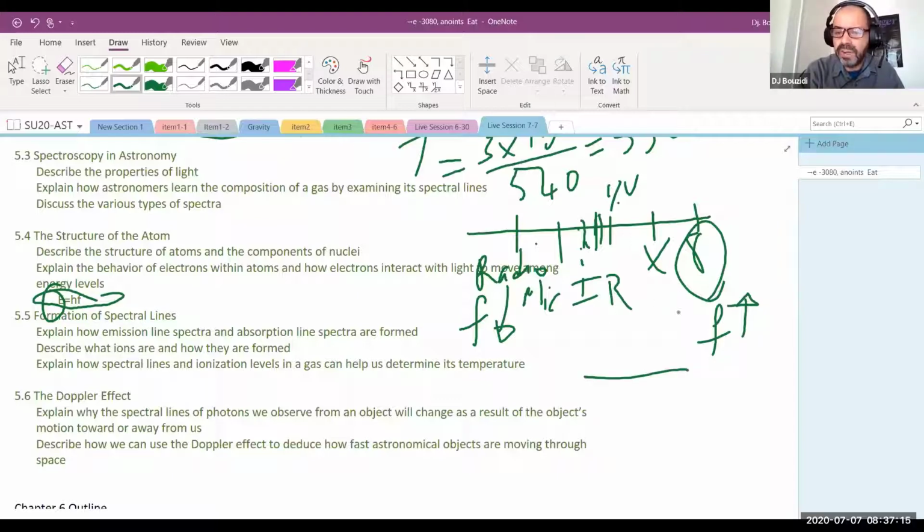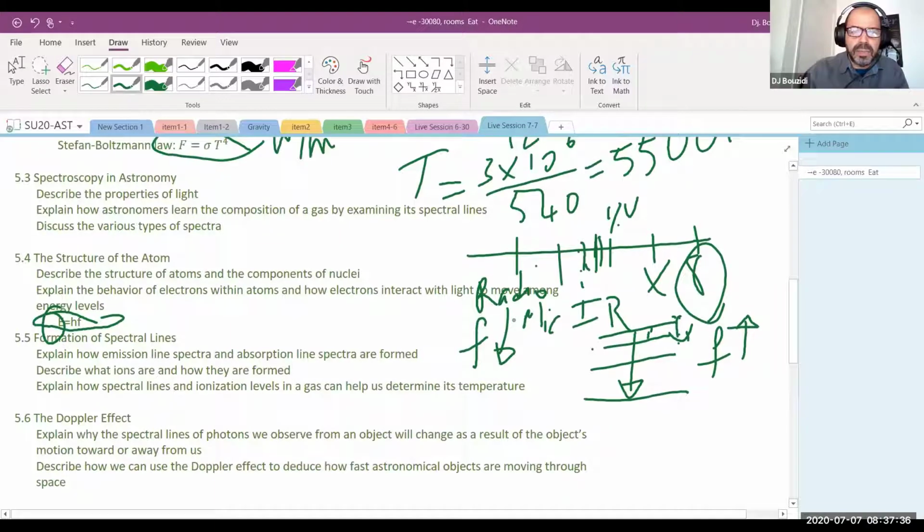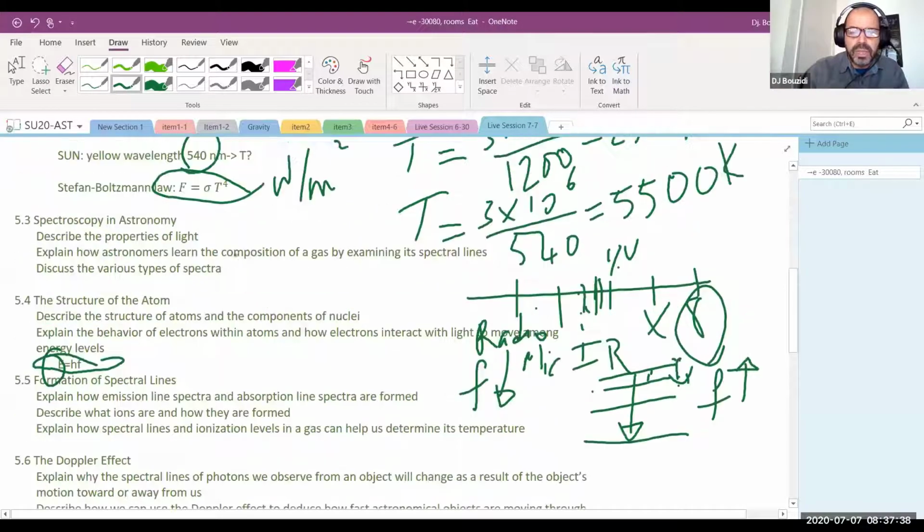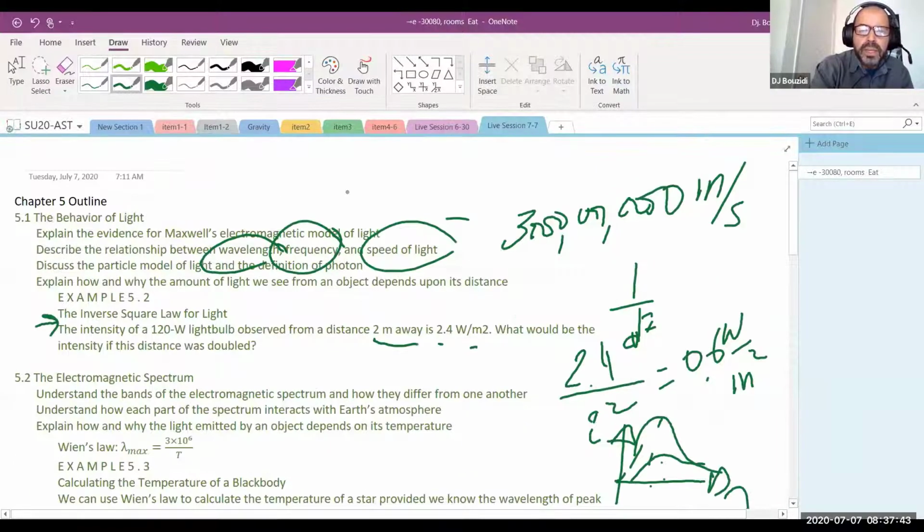So if the jump is from a higher level to a nearby lower level, the gap is small. So the frequency I expect in this case will be a low frequency, long wavelengths on this side. But if the jump is very big, then there's a big gap in the energy, higher frequency, and in this case a short wavelength. Because, by the way, I didn't know if I mentioned that when we were talking about this expression here, the speed of light is the result of the wavelength times the frequency.